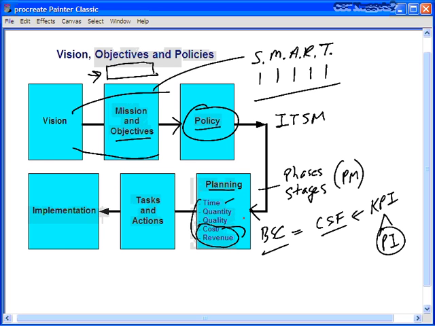Quality, the quality of the deliverables, the results. This is based on your service level agreements. And cost and revenues. The service deliverables must be in proportion to the expected costs, the expected revenues of the organizations. And that leads to specific tasks and actions that ultimately implement the processes. And this is the vision, objectives, and policies leading to IT service management processing.